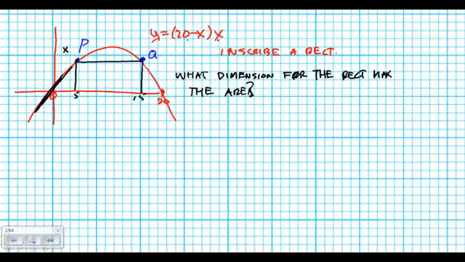Ready? Let's say point P has the coordinates a comma (20 minus a) times a. Let's say Q has the coordinates b comma (20 minus b) times b.